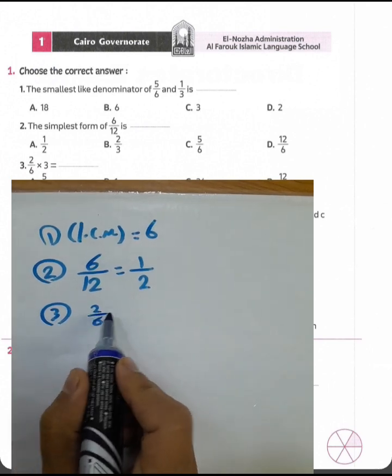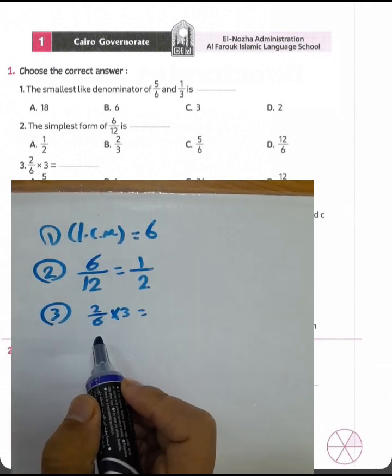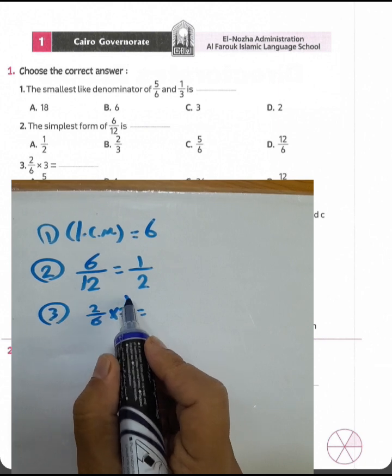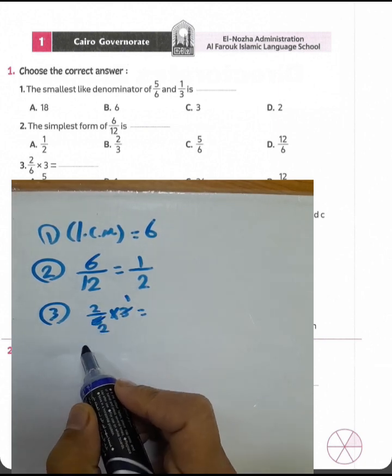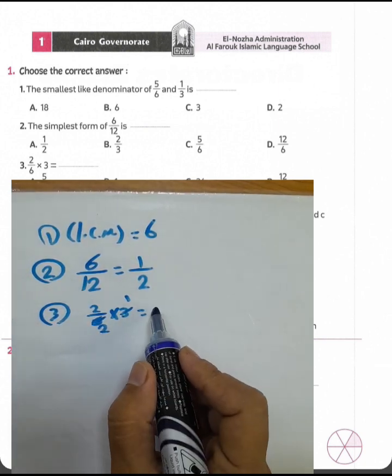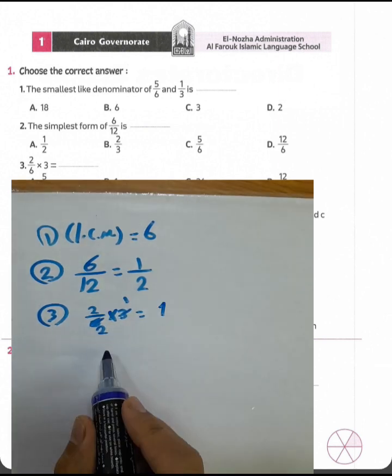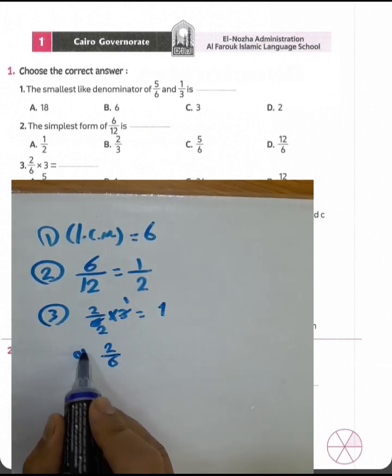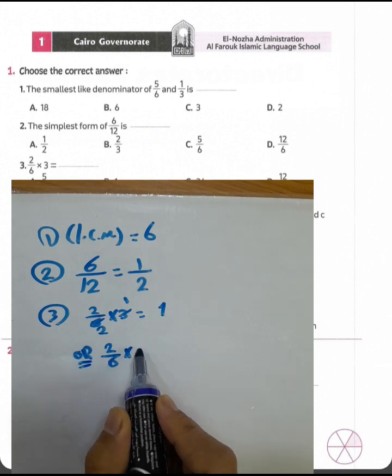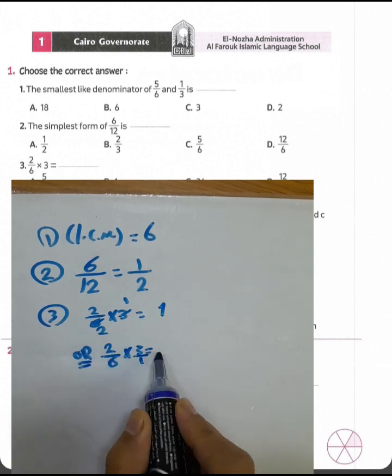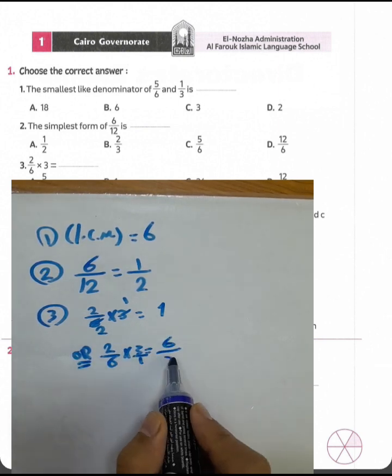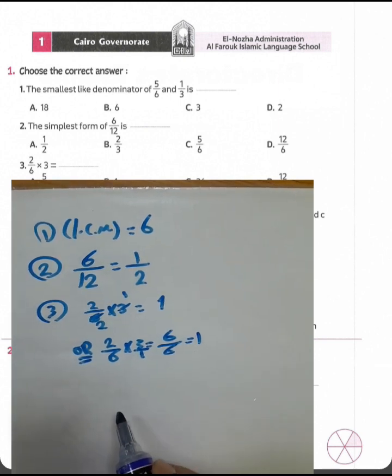2/6 multiplied by 3. We can simplify this fraction. 3 divided by 3 equals 1. 6 divided by 3 equals 2. 2 divided by 2 equals 1. 1 times 1 equals 1. Or you can write 2/6 multiplied by 3: 2 times 3 equals 6, 1 times 6 equals 6, so 6/6 will be 1.